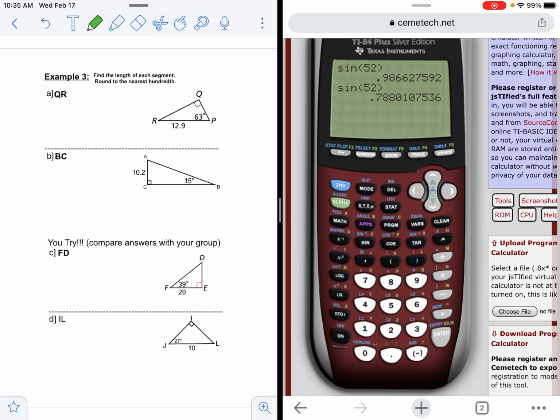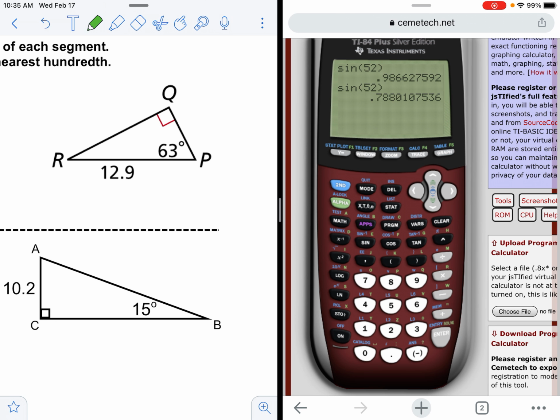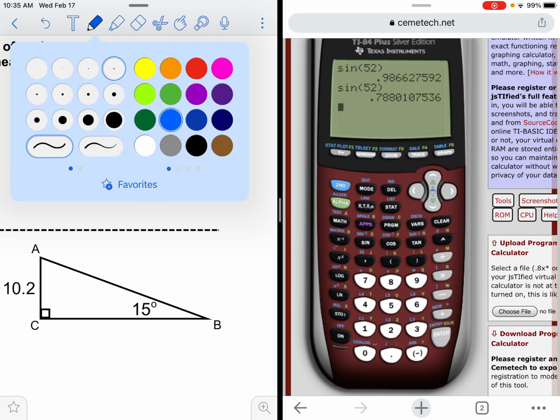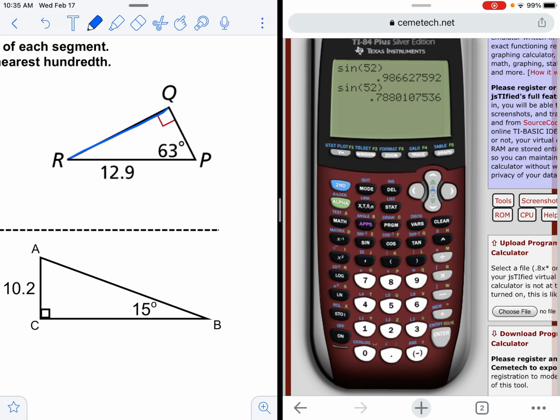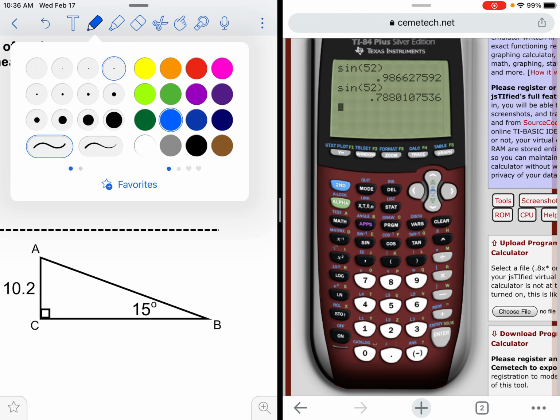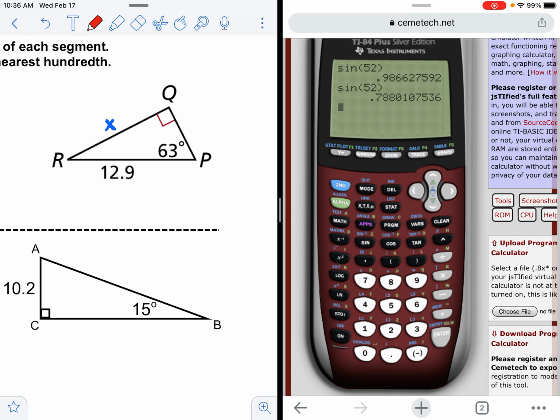Okay, so example 3 here says find the length of each segment, round to the nearest hundredth. So our first segment is QR. I need to find the length of this segment right here, QR. So what I'm going to do is call it X. It is my unknown. You can call it whatever you want. All right, so listen to the steps because they don't change much.